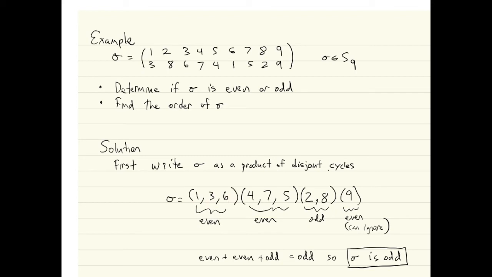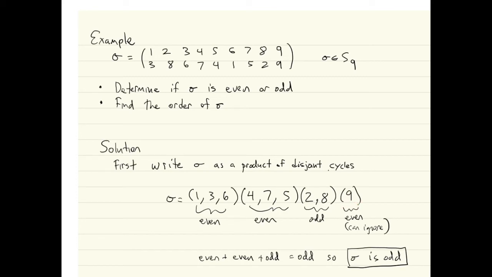Okay, and then you close this parenthesis, and then you open a new parenthesis and pick a number that hasn't been accounted for yet. So for example, I just randomly picked 4, and then do the same analysis, and so on. And then here I've added the number 9 that doesn't get moved around. You can see that 9 just goes to 9, and so it's written as a singleton, or a cycle of length 1. Sometimes we just don't even bother writing this.